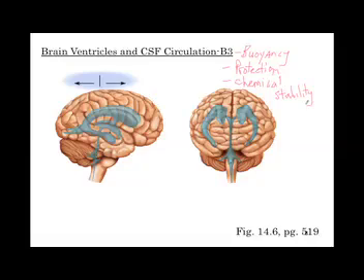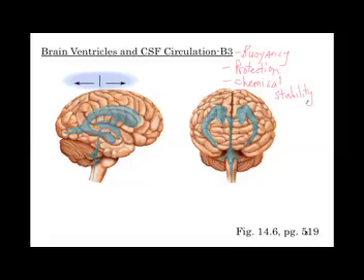Here is the third ventricle, which we know the walls of the third ventricle are made up by the hypothalamus and part of the thalamus and the pineal gland. And then here's the cerebral aqueduct. Here's that fourth ventricle. And then here's what becomes the central canal of the spinal cord.